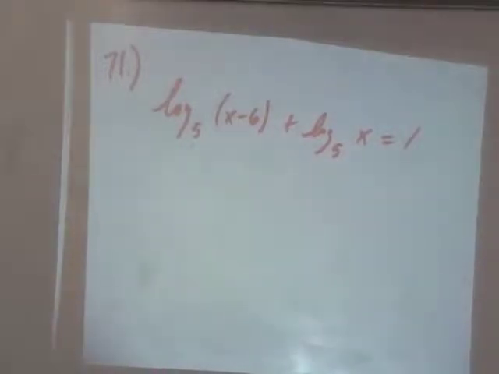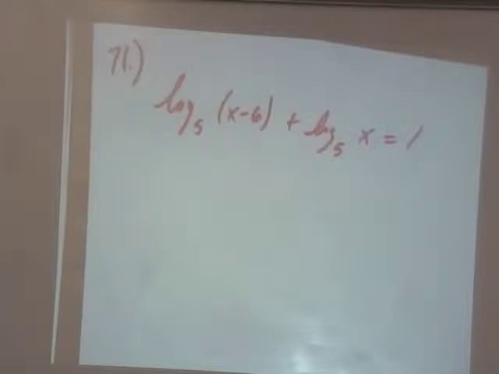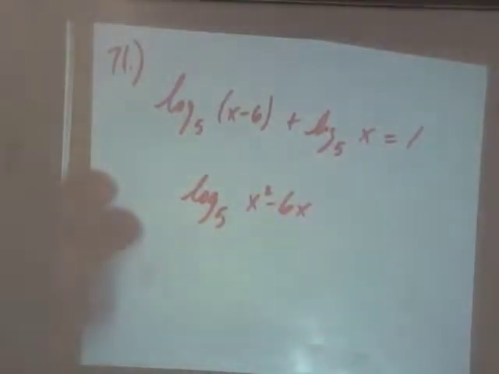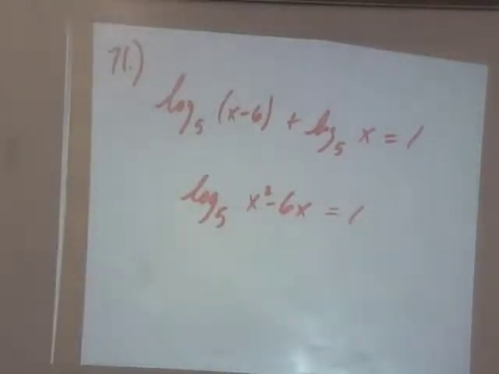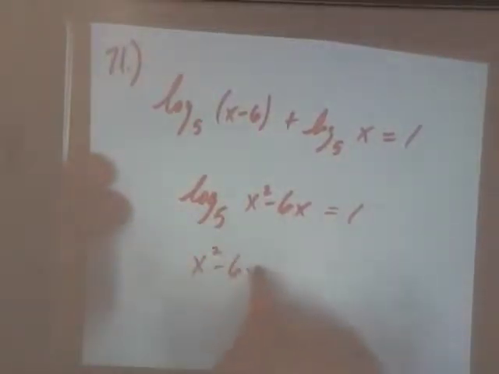All right, log base 5 of x minus 6 plus log base 5 of x equals 1. What I need to do is combine the left-hand side into a single log. So I have a single log equals a number. I'm adding 2 logs, so I'm going to use the product property to combine these. Log base 5 of x squared minus 6x equals 1. All right, now I'm going to put it in exponential form. I'll get rid of my log. Move the base over, so it'll be x squared minus 6x equals 5 to the first power.